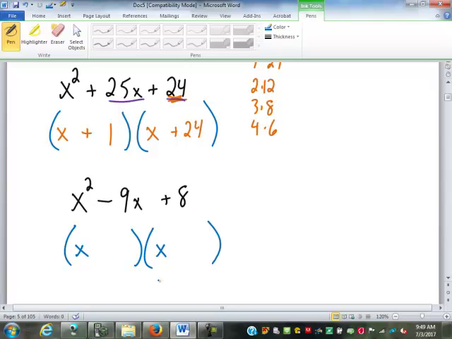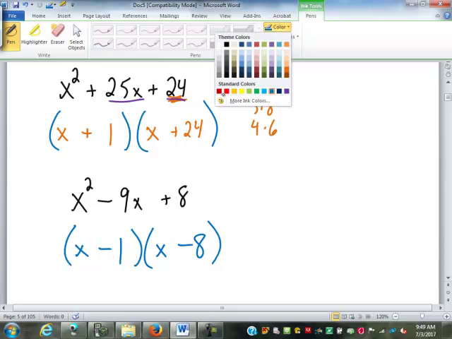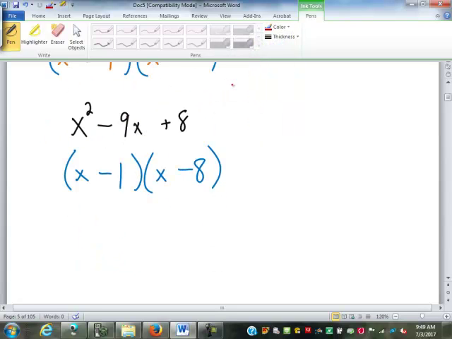So we had x and x. What would we have for the other numbers? 1 and 8, but it has to be negative 1 and negative 8 because it is negative 9. So we double check it. We've got x times negative 8 is negative 8x. Negative 1 times x is negative 1x, which equals negative 9x.